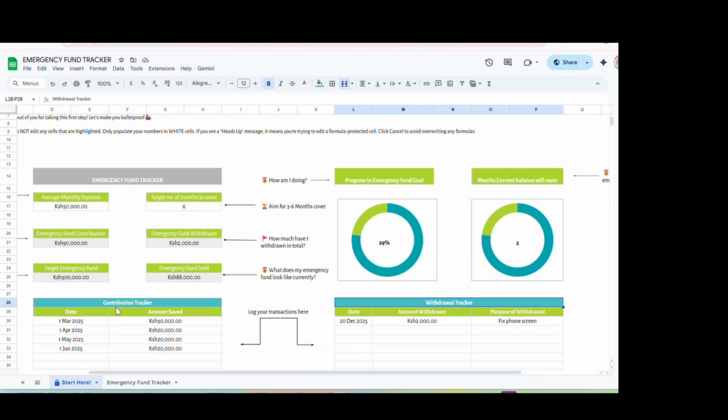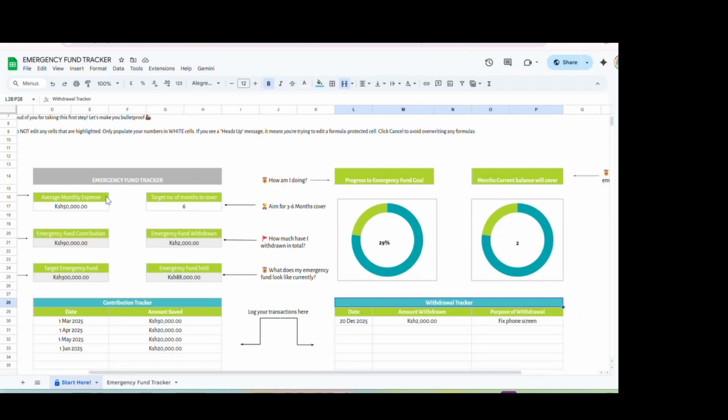So contribution tracker is just the amount that you'll be filling every time you put money into your emergency fund, and withdrawal tracker is the amount that you are removing from your emergency fund. Once you have the contribution tracker, this will go directly to emergency fund contribution, and the withdrawal tracker contributes to the emergency fund withdrawn. This now helps to determine the emergency fund held.